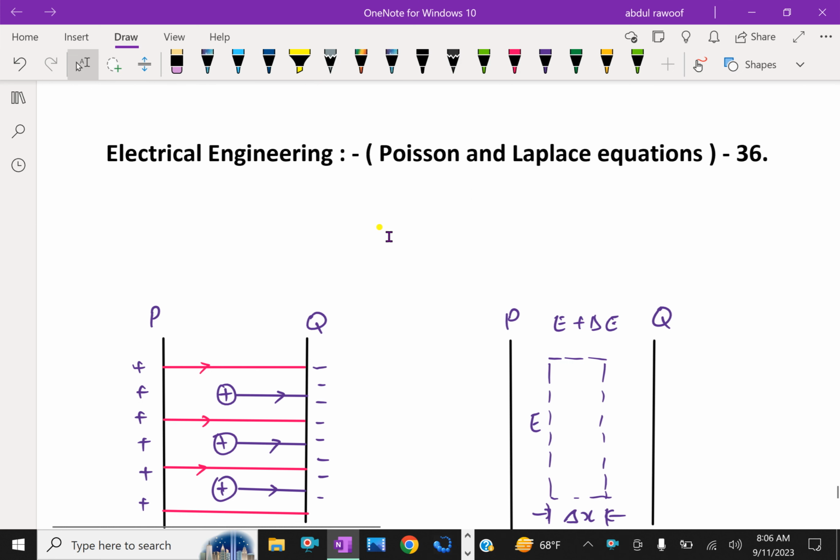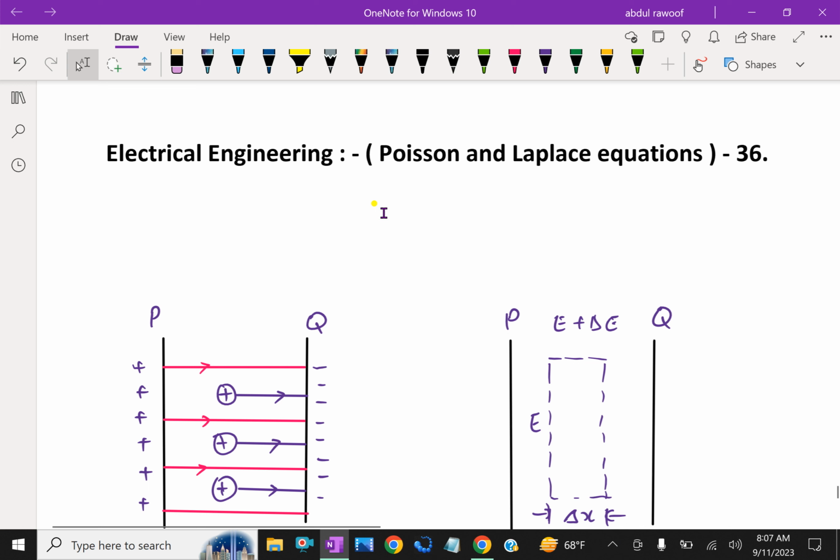In electrical engineering, let us discuss Poisson and Laplace equations. These equations are useful in the solution of many problems connected with electrostatics, especially the problem of space charge. Here the space charge means charge that exists in the space between the cathode and anode of a vacuum tube. The two equations can be derived by applying Gauss theorem.